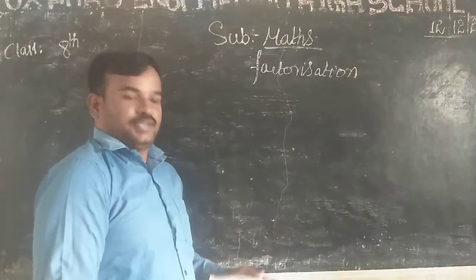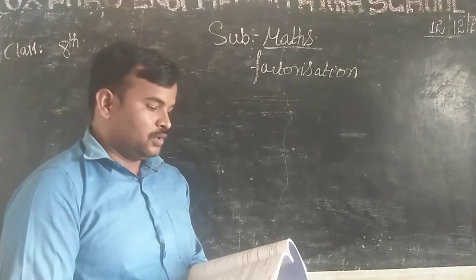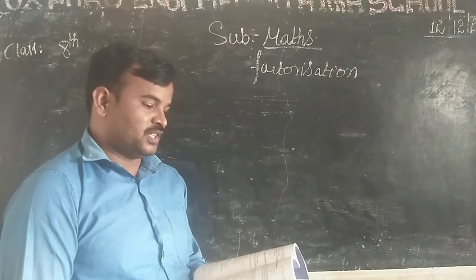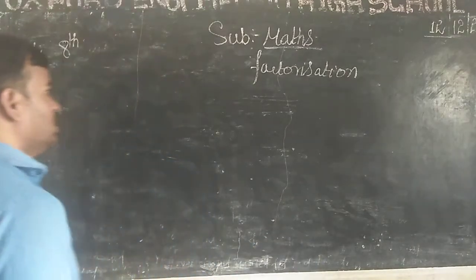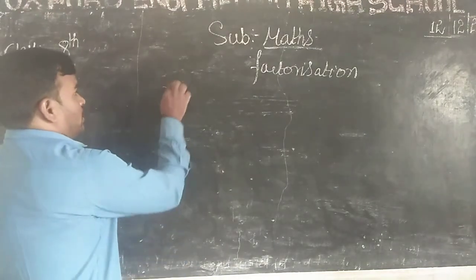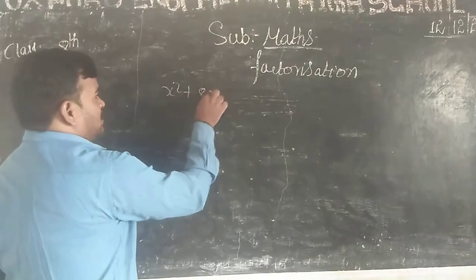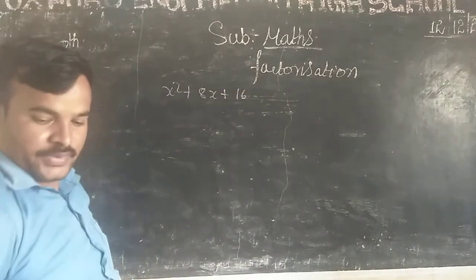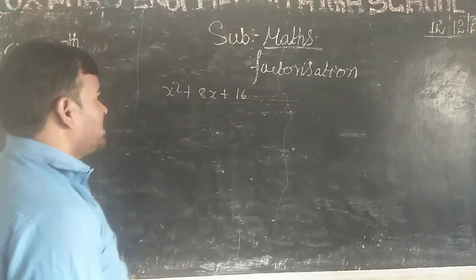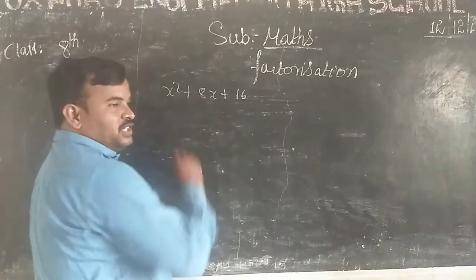So dear students, now let us go into some worked examples in your textbooks. Factorize x square plus 8x plus 16. Listen all of you carefully. x square plus 8x plus 16. Here, which identity is suitable?